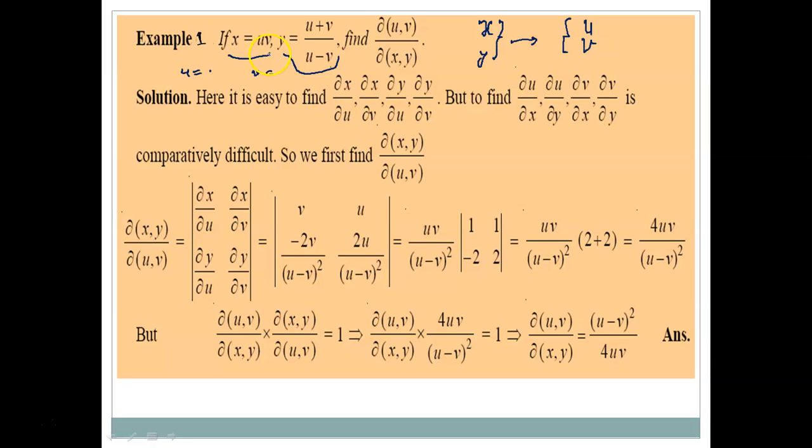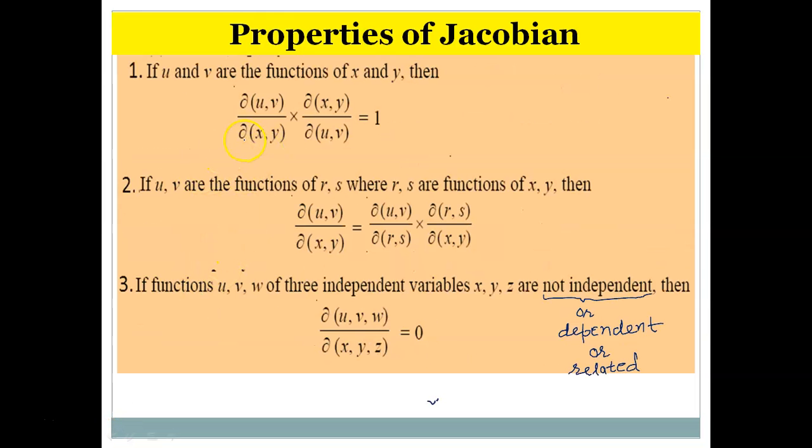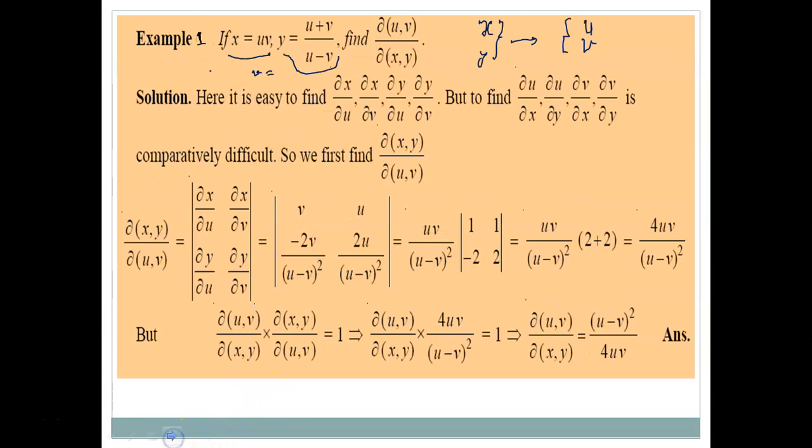But in situations when such kind of explicit expression is difficult to obtain, then in those situations we can apply the first property. What is the first property? Just look at the situation again. In the first property, you are given that the product of ∂(u,v)/∂(x,y) multiplied by ∂(x,y)/∂(u,v) is 1. Meaning if you find the value of this, the value of the other will automatically be obtained by taking the reciprocal. So the same idea we are going to apply in this example 1.